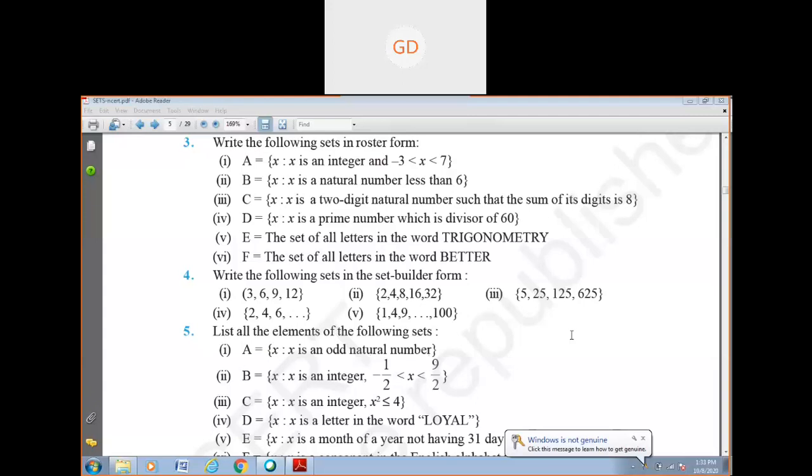x such that x is an integer, minus half less than x less than 9 by 2. Its elements, within second bracket, you must write 0, comma 1, comma 2, comma 3, comma 4. 5 we cannot include here because the integers here must be less than 9 by 2, that means must be less than 4.5.